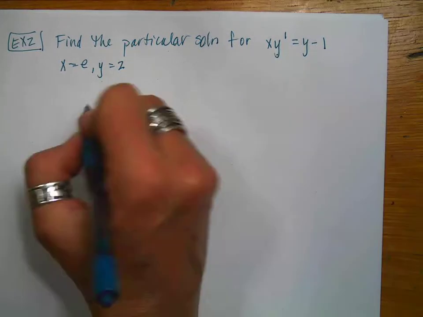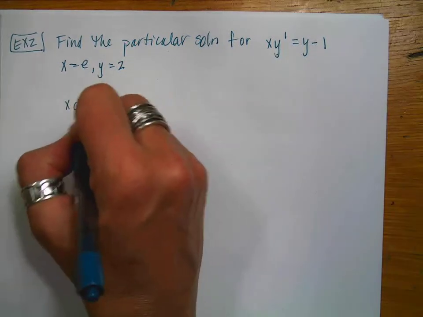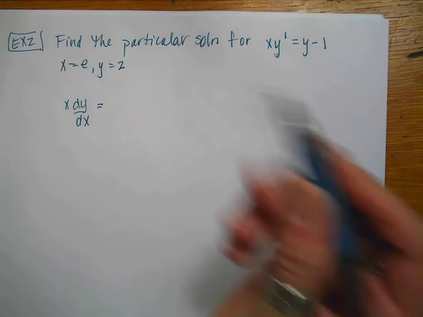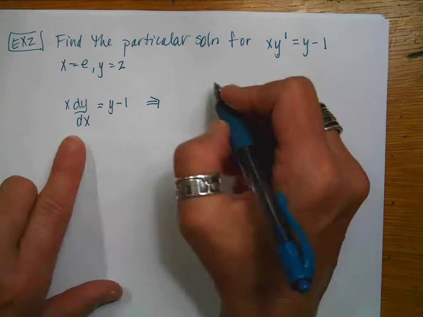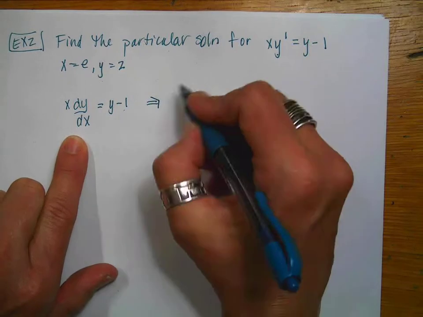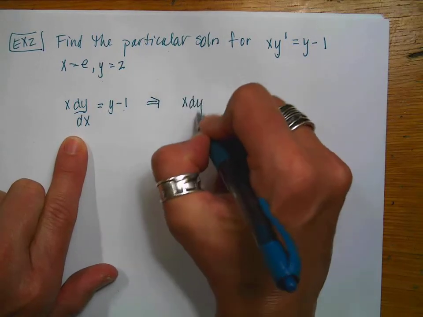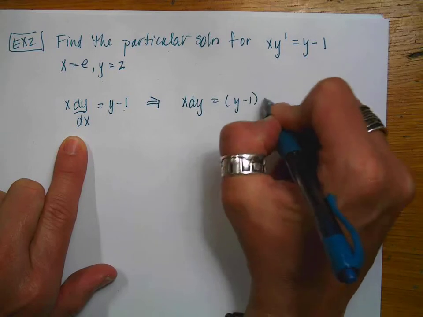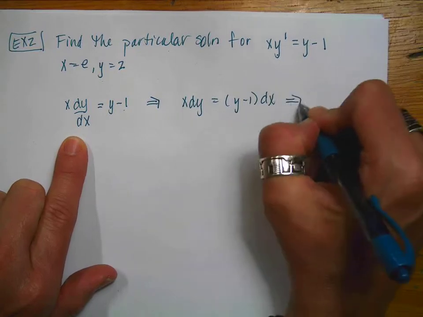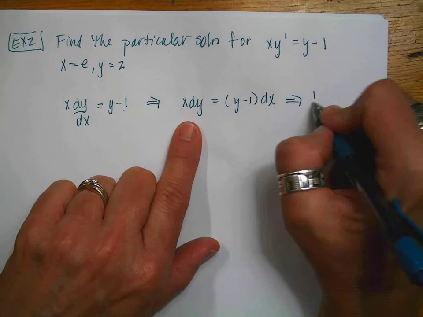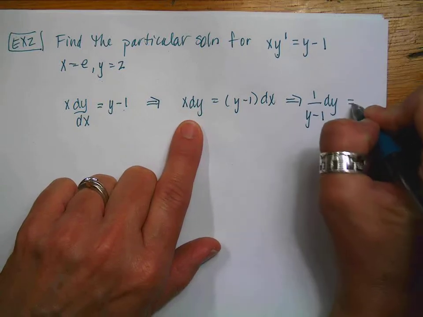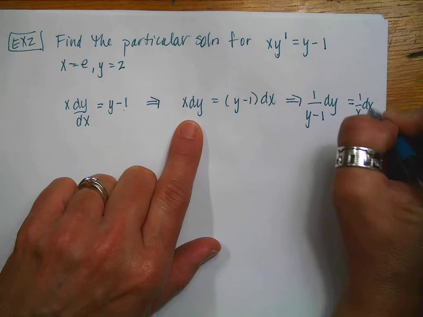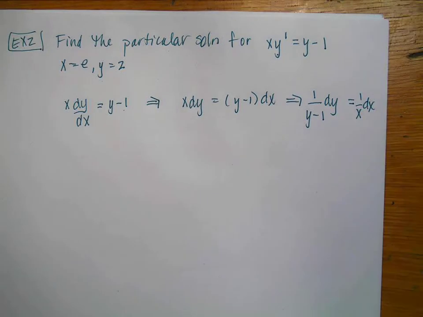So I'm going to rewrite my differential equation. I'm going to write x dy dx is equal to y minus 1. Again, I'm going to cross multiply, so I'm going to leave this guy here. So I'm going to get x dy is y minus 1 dx. And then I'm going to move my things around, so I'm going to have 1 over y minus 1 dy is equal to 1 over x dx. Okay? So that's actually kind of polite.